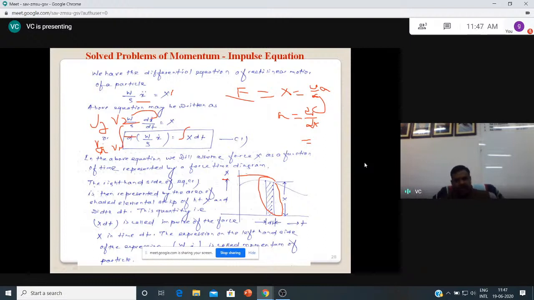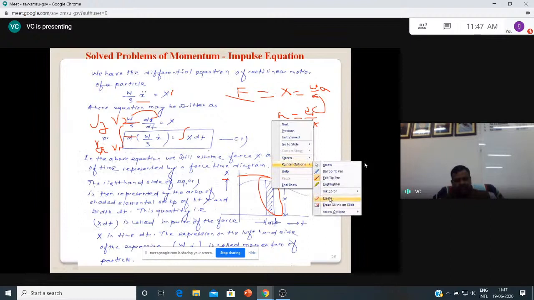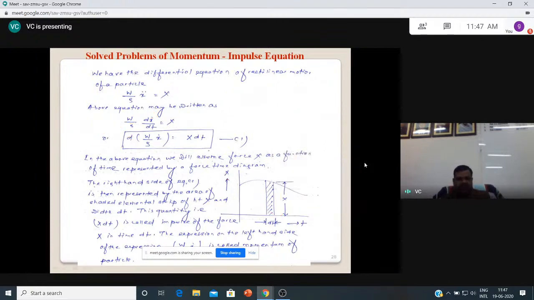So these all will come as a momentum impulse equation. In that we will consider the conservation of momentum.